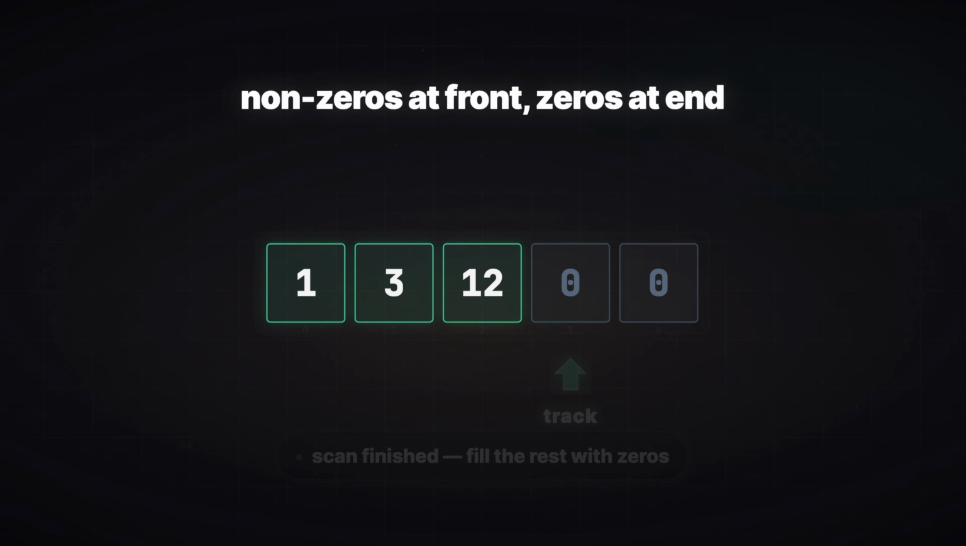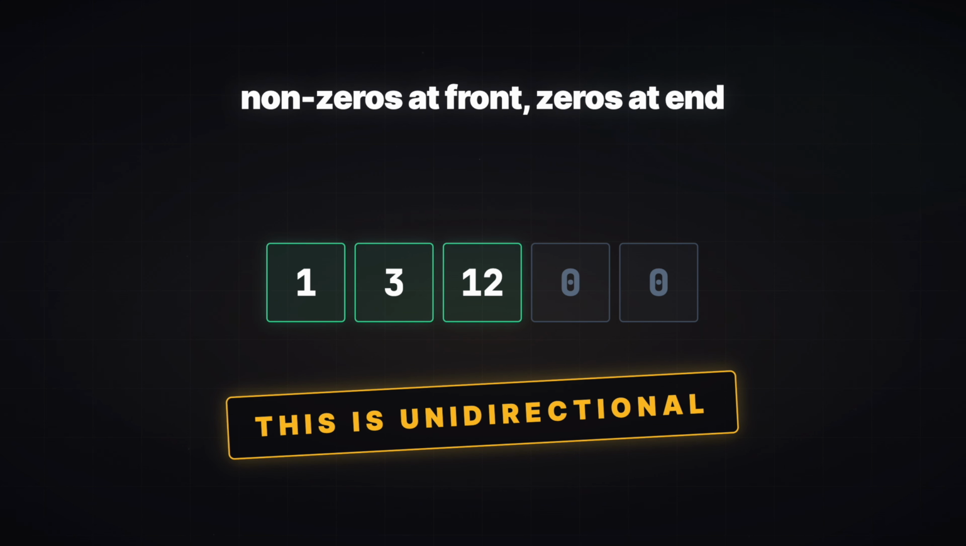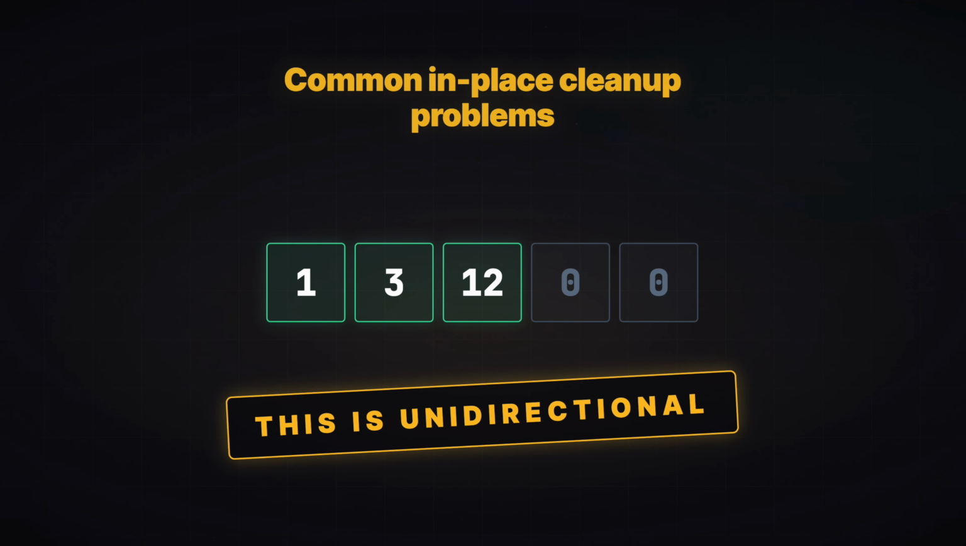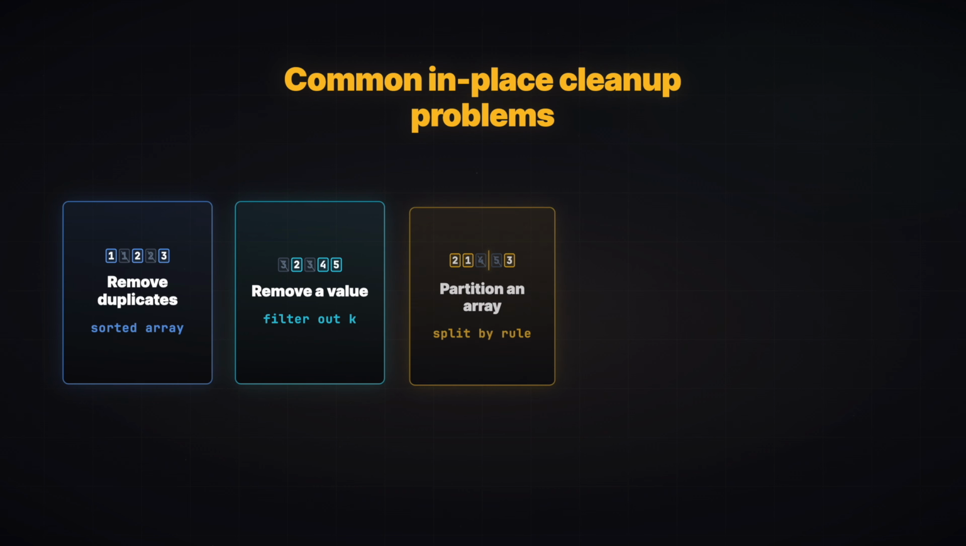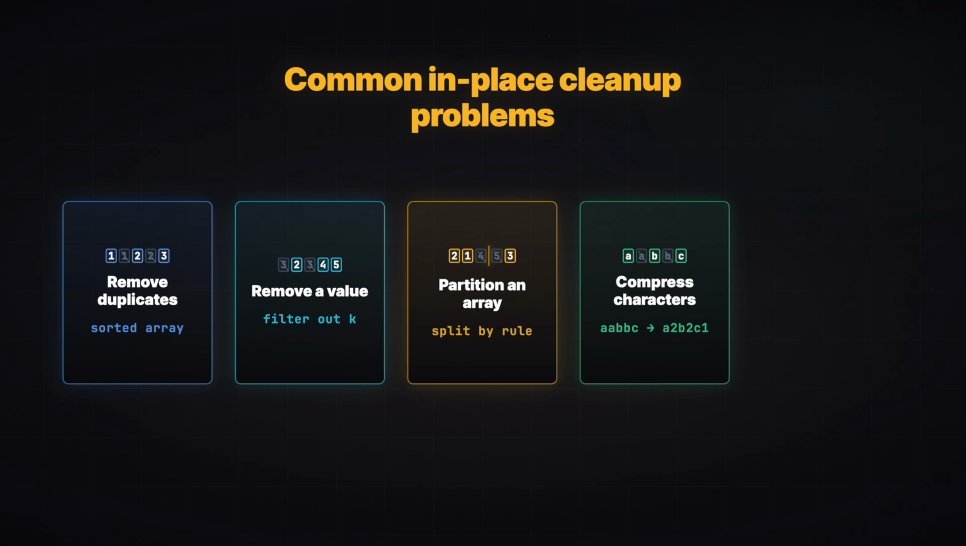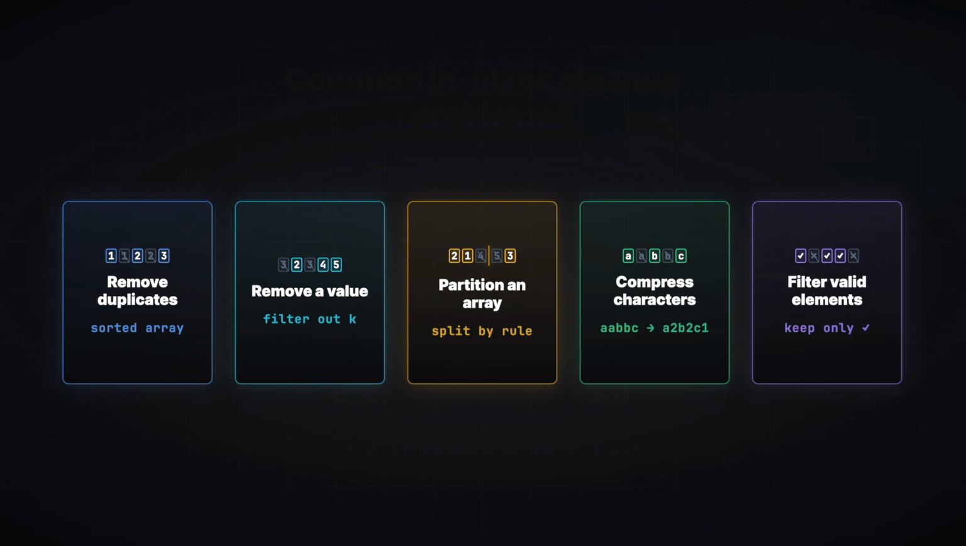This is unidirectional traversal. Unidirectional traversal is common in in-place cleanup problems. For example, remove duplicates from a sorted array, remove a specific value, partition an array, compress characters, filter valid elements.